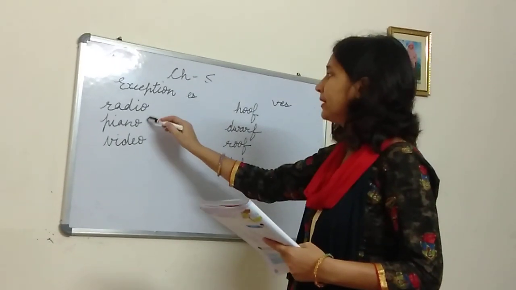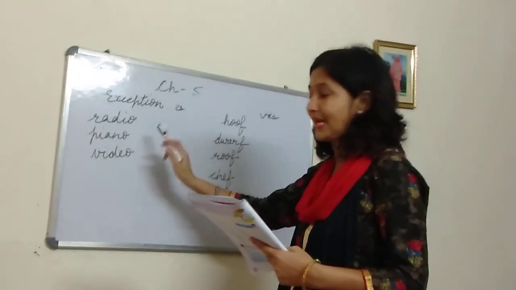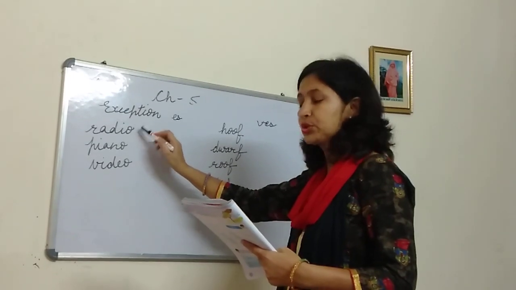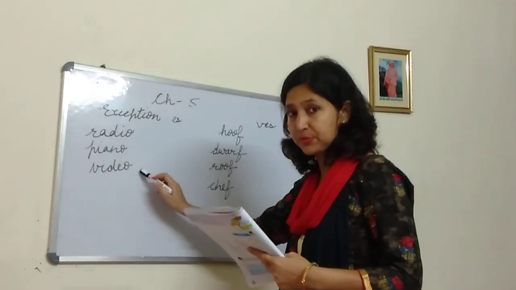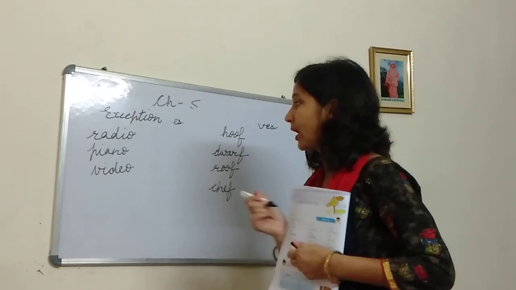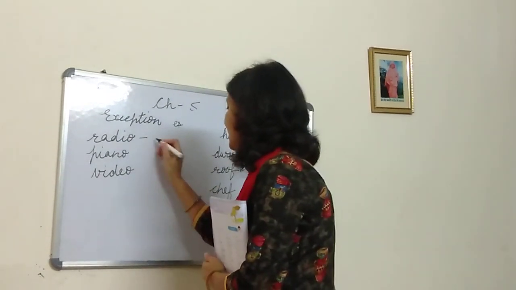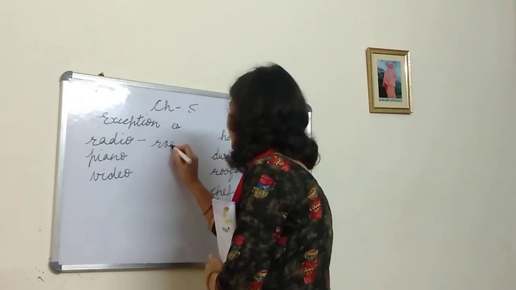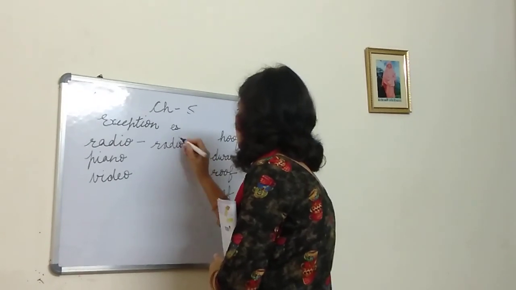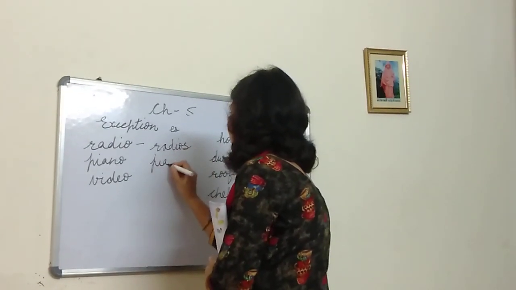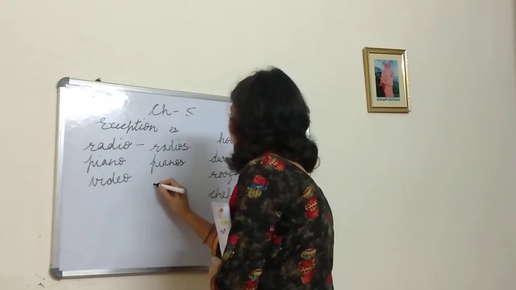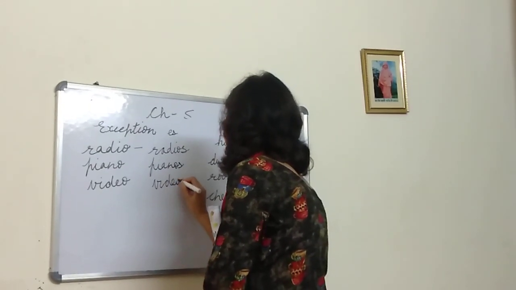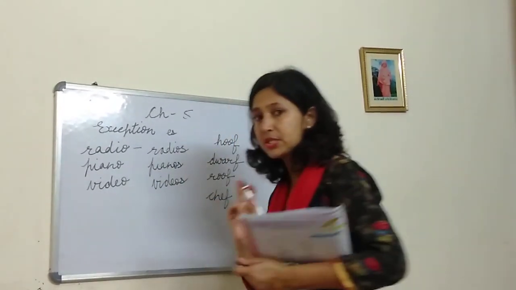Children, earlier I told you that the nouns which end in O, we used to add ES, but there are some exceptions. Radio, piano, video. We will not add ES. We will simply add S. Radios, pianos, videos. Clear? These exceptions you have to remember.